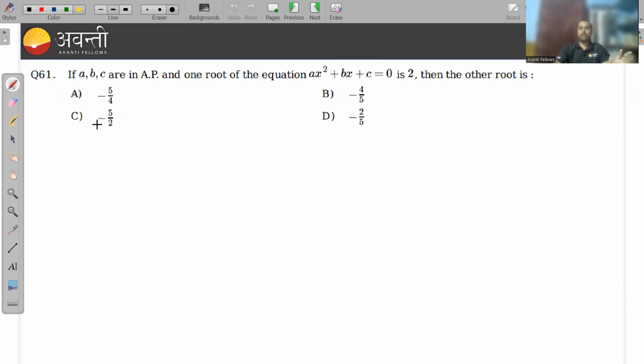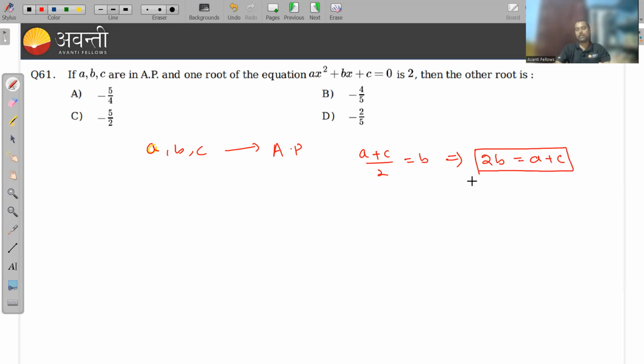That is the first question. If A, B, C are in AP, arithmetic progression. What is the first information given in the question? A, B, C are in AP, that means we can say (A plus C) divided by 2 is equal to B. That is, we can write 2B is equal to A plus C. So in place of A plus C, we can write 2B, or in place of 2B, we can write A plus C.